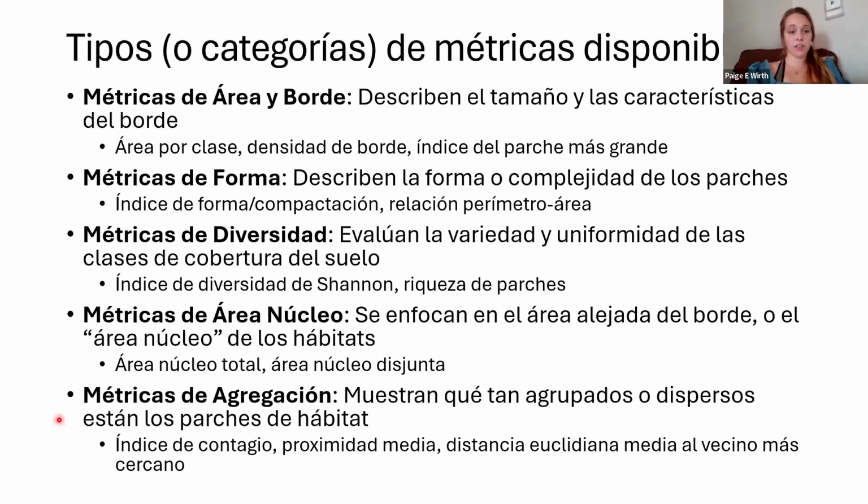And our last option is aggregation metrics. And these are measured at the class or landscape level and show how clustered or dispersed patches of the habitat are. They're useful for connectivity and fragmentation analysis, and some examples include contagion index, mean proximity, or mean Euclidean nearest neighbor distance.